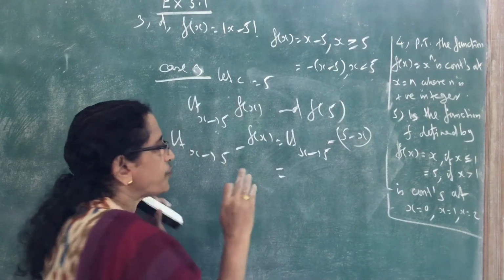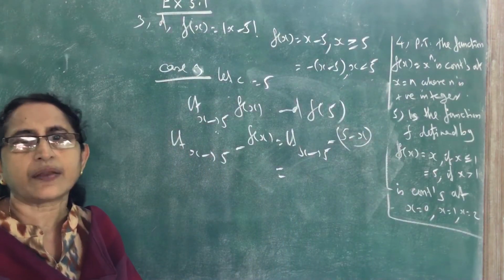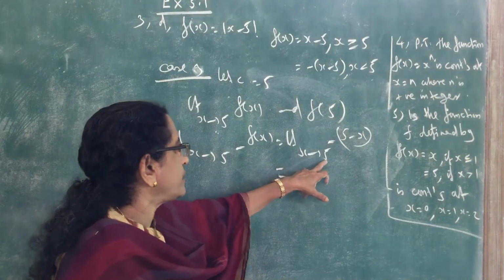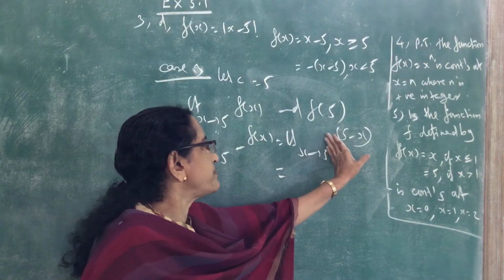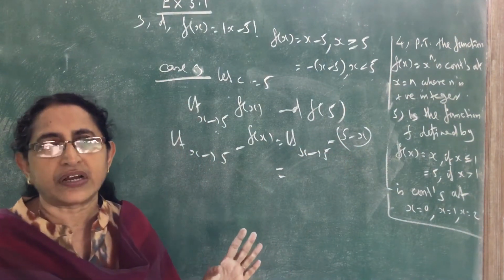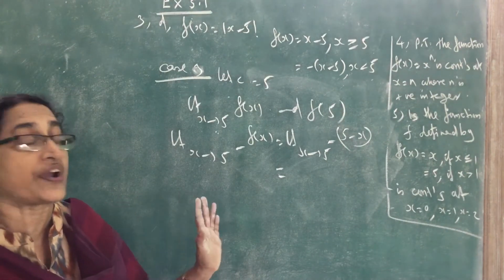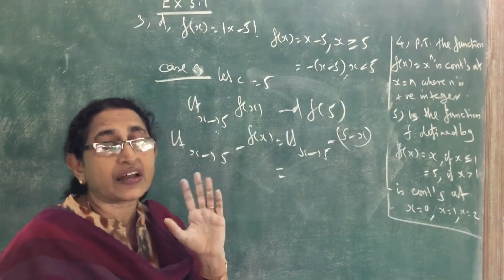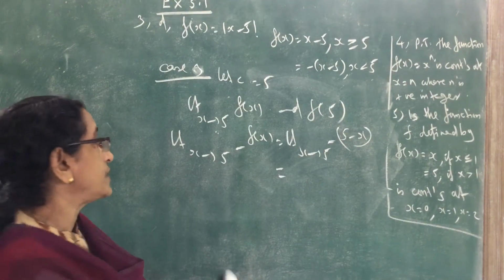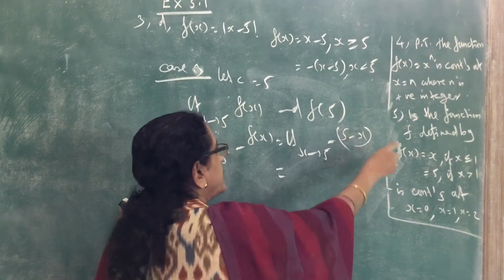So now we want to find the limit. To find the limit, we can substitute x equal to 5. This minus only means x less than 5. It doesn't mean that it is negative 5. So we are going to substitute x equal to 5. When we substitute x equal to 5, what do we get?